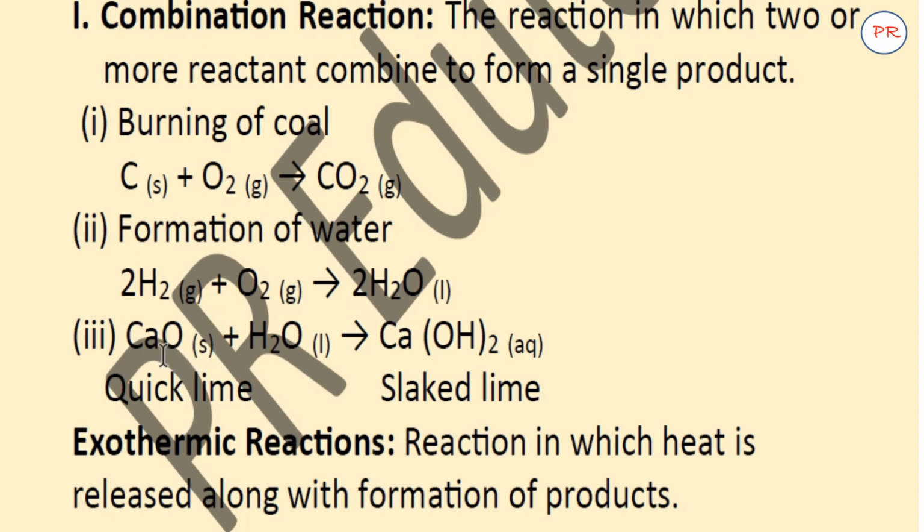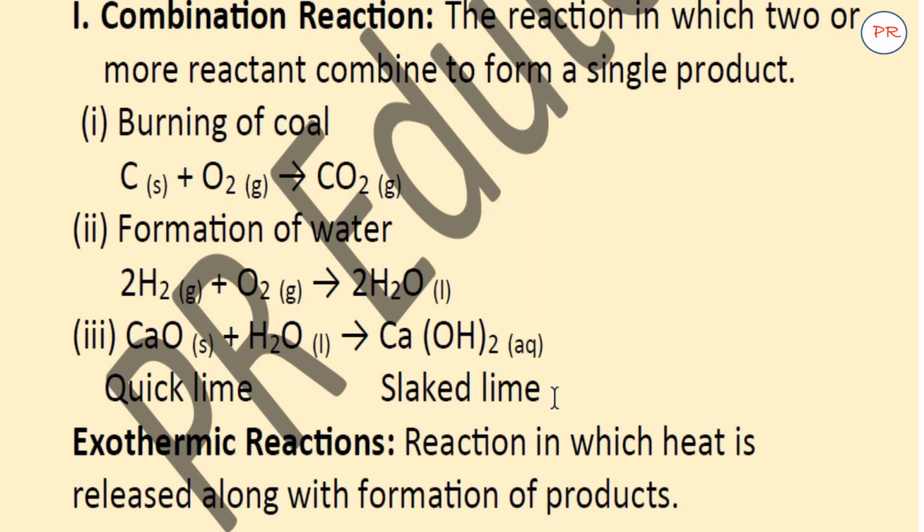CaO solid, this is calcium oxide, also known as quicklime, plus H2O, which is in liquid form, gives you calcium hydroxide aqueous, means surrounded by water. This is also called slaked lime. So these are the examples of combination reaction. Most of the time these are the reactions which can be asked in the exam.